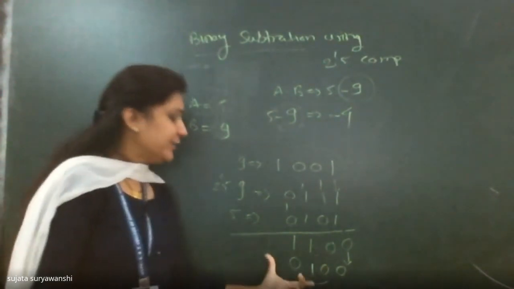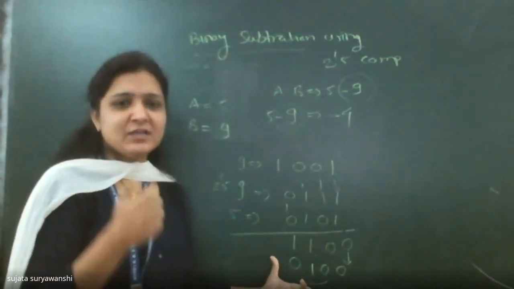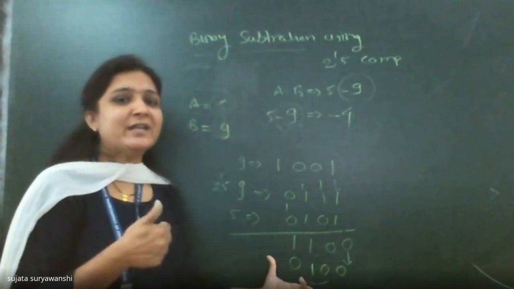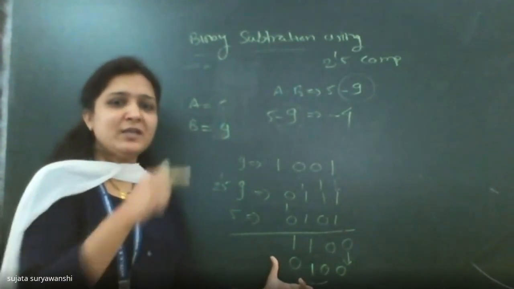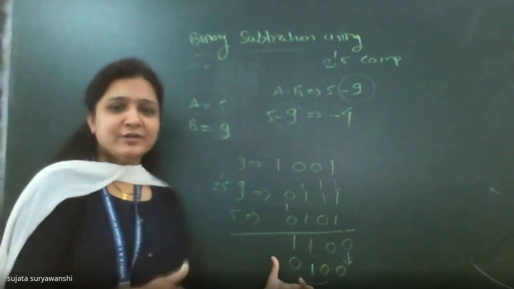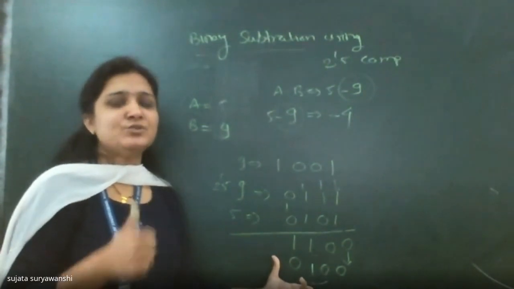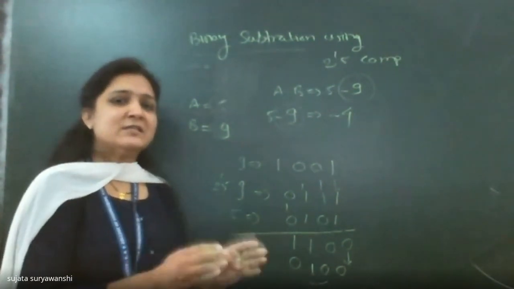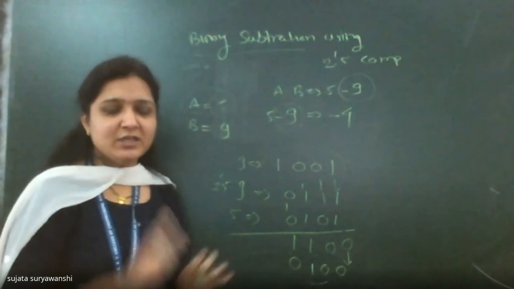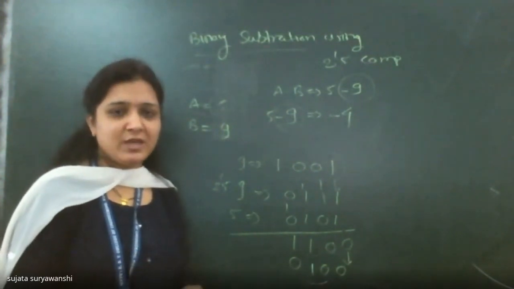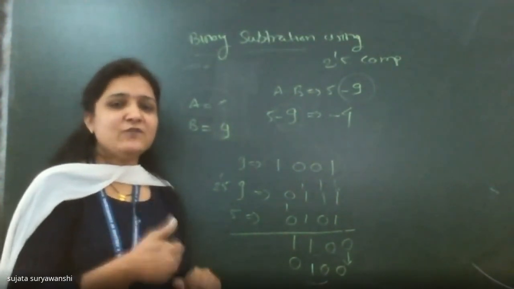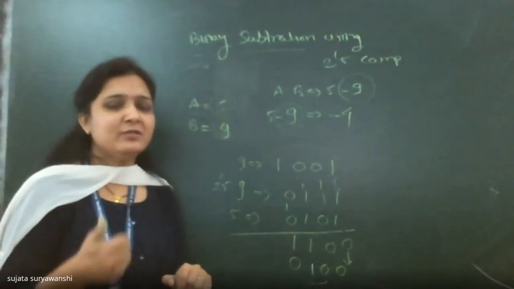After getting the result, there are two cases. First case is what? If you get carry 1, then ignore that carry and your result is positive and it is in true form. You just have to consider that as your final result. If you get carry 1. Okay, and in your second case, if you do not get carry 1, means what?